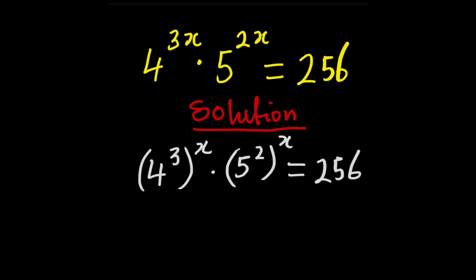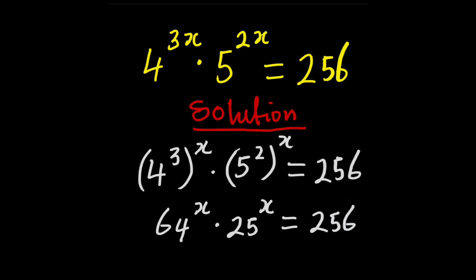So the next thing we're going to do, as you can see, we have 4 raised to the power of 3, and 4 raised to the power of 3 simply means 4 multiplied by 4 in 3 places, which is going to give us 64, then raised to the power of x, then multiplied by 5 to the power of 2, which is the same as 5 multiplied by 5, which is going to give us 25 raised to the power of x, which is going to be equal to 256.